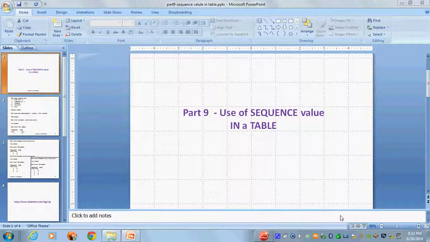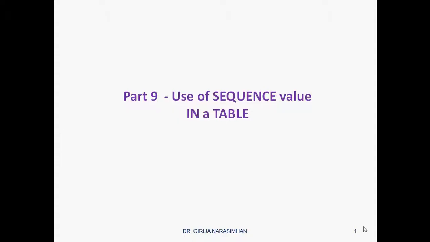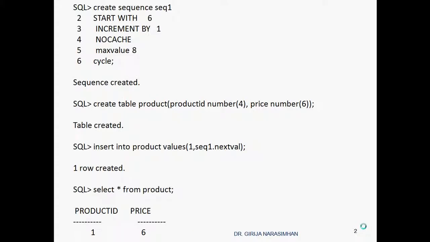Part 9, use sequence value in a table. So how to use these sequence values in table values? Till now we are using from dual only, the dual table. Now a user-created table is also one of the objects. How do we use this sequence value?